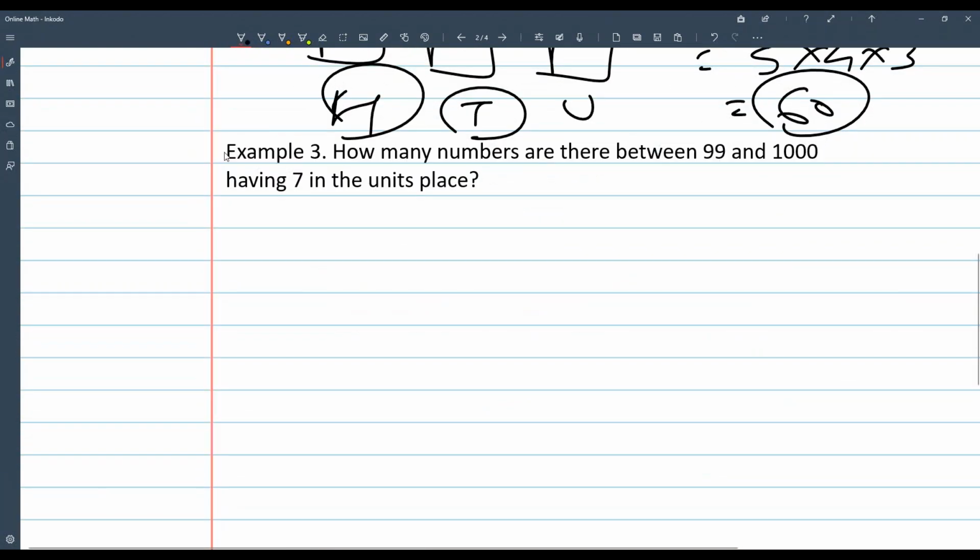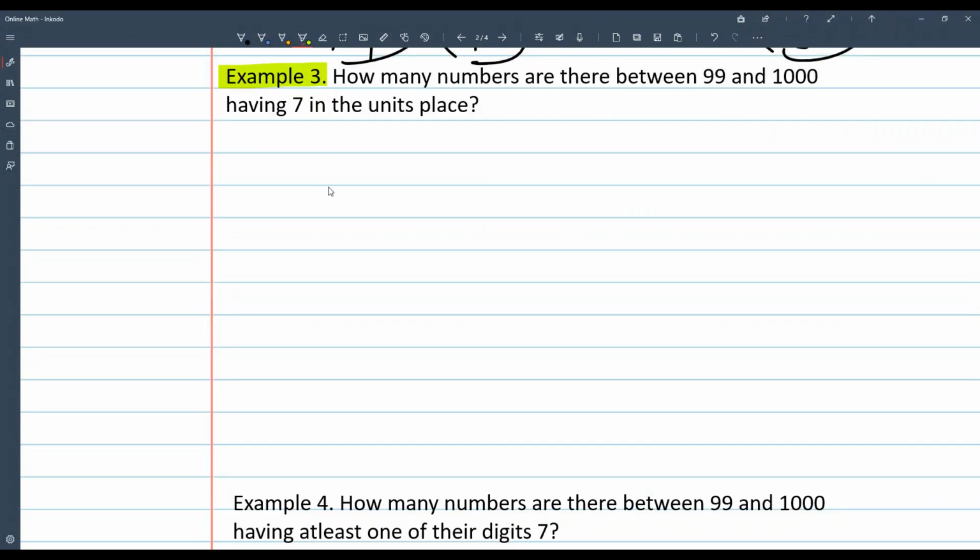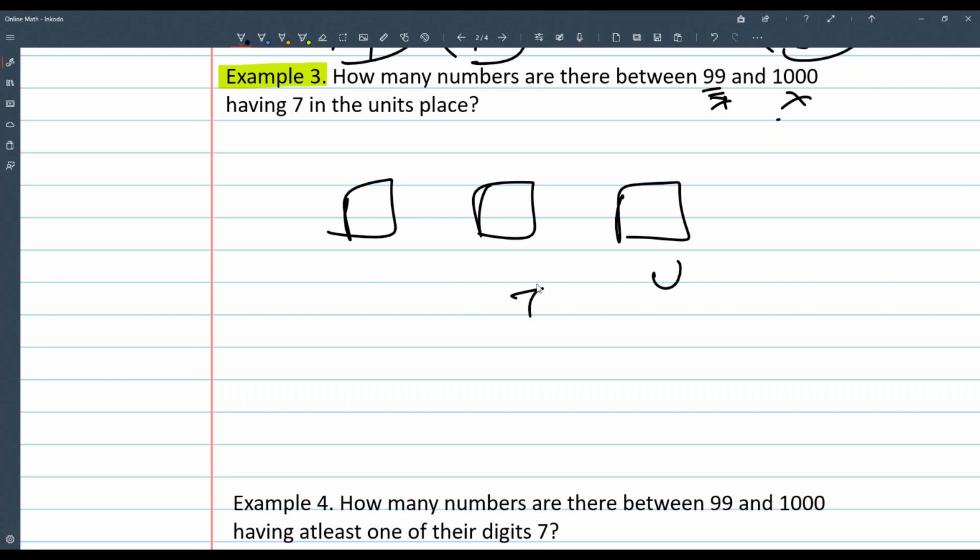According to the question. Now let's see the next question, example number 3. Example number 3 says, how many numbers are there between 99 and 1000 having 7 in the units place? See, between 99 and 1000 only 3-digit numbers are possible. You have to exclude 99 and 1000 also. So between these two numbers we have all 3-digit numbers. A 3-digit number has this structure: units place, tens place and hundreds place. There is a compulsion that you have to put 7 in the units place. So we have only one choice for the units place.